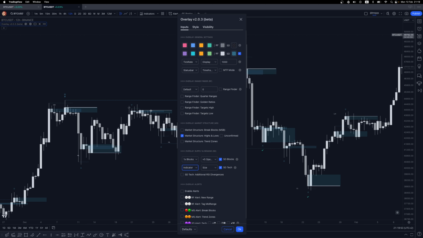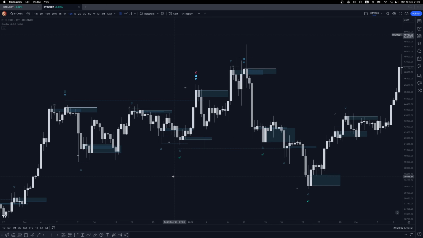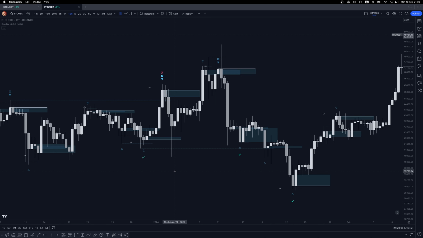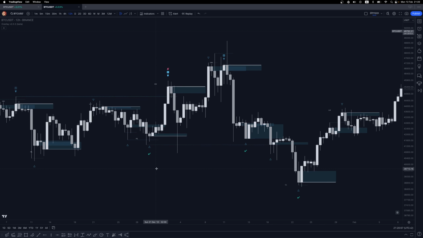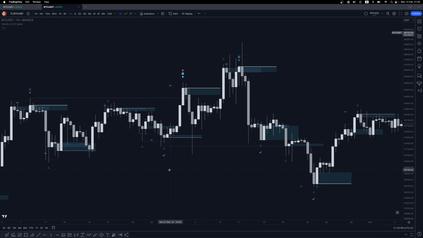And then size is just the signal size. If the signals are a little bit too small for you and it's a little hard to see, then you can give them +1 size and it will scale them up and they will look a little bit bigger. And I'll leave them on like this for the video, so it's a bit easier for you guys to see, hopefully. Right, so what are we looking at?